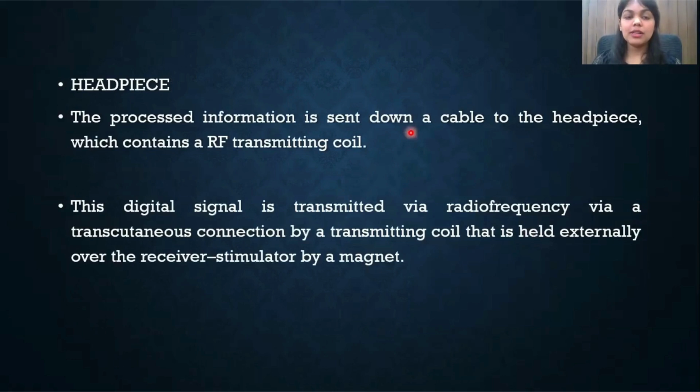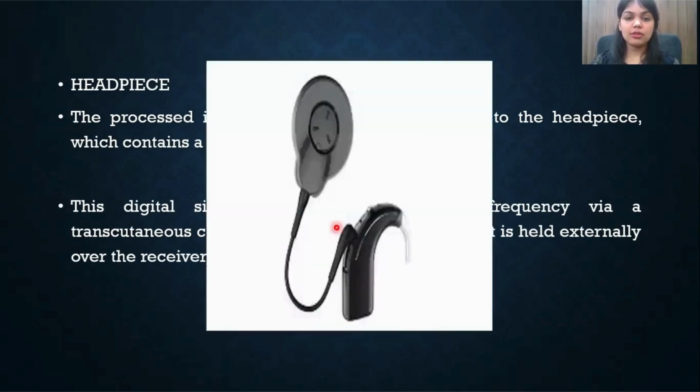And the headpiece: from the speech processor, the information is sent down a cable to the headpiece. This headpiece houses a transmitting coil as well as an external magnet. The signal from the processor is transmitted via radio frequency using a transcutaneous connection to the internal receiver stimulator. So this is the headpiece of the CI. It has a magnet as well, and using this magnet, it is held in place.